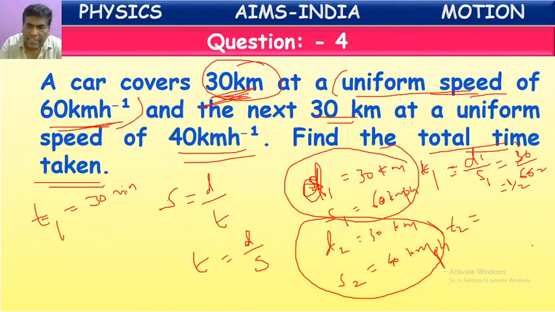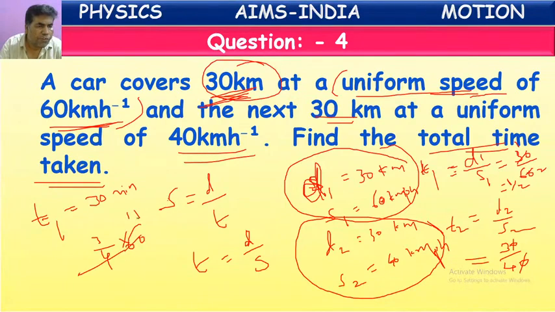In the same way, what is T2? D2 by S2, distance by speed. Distance is 30, speed is 40. Zeros cancel, and we get 3 by 4 hours. To change into minutes, we have to multiply with 60. 4 15s are 60, so 3 15s are 45. What is the second time T2? 45 minutes.